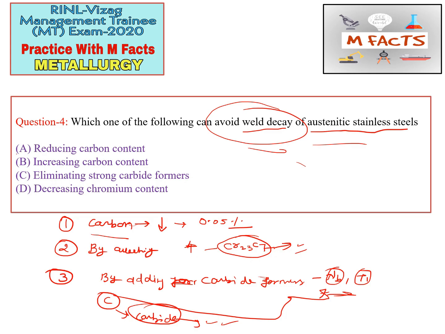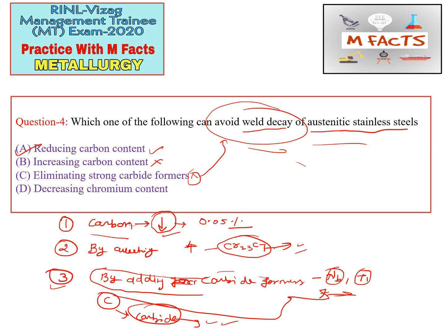So now we will see the options. Reducing the carbon content: this option is correct for this question. Reducing the carbon content can avoid the weld decay. We already saw the explanation for this part. Increasing the carbon content, this option doesn't make any sense because reducing is already correct. Eliminating strong carbide formers: we cannot eliminate strong carbide formers for avoiding the weld decay, because in the third point we already said that by adding the carbide formers we can prevent the weld decay.